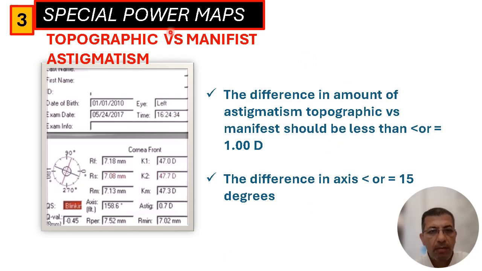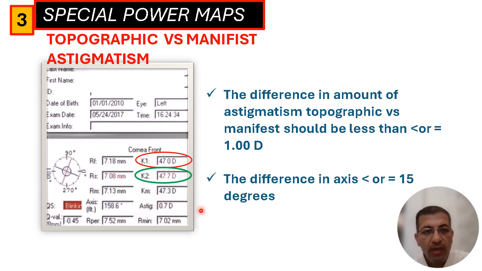Here I would like to speak about what's known as topographic astigmatism and manifest astigmatism. I'm sure that all of you know that the topographic astigmatism reflects the astigmatism from the anterior surface of the cornea that's measured by the topography. However, the manifest astigmatism represents the total astigmatism of the eye that's measured by retinoscopy or by the autorefractokeratometers. And in the topography map, you'll find the K1 and the K2, which represent the flat and the steep meridians of the anterior surface of the cornea. And the difference between them will give you the average astigmatism of the patient.